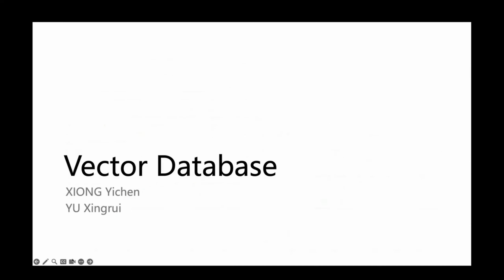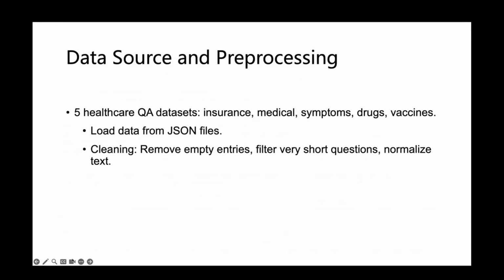Okay, this part is about the vector database. Let's start with data source and pre-processing. We collected 5 QA datasets across healthcare domains: insurance, medical knowledge, symptoms, drugs, and vaccines. Each dataset was loaded from structured JSON files. We performed data cleaning by removing empty or irrelevant entries, filtering out extremely short questions, and normalizing the text through lowercasing and cleaning special characters. This provided a clean and standardized input for the next stage.